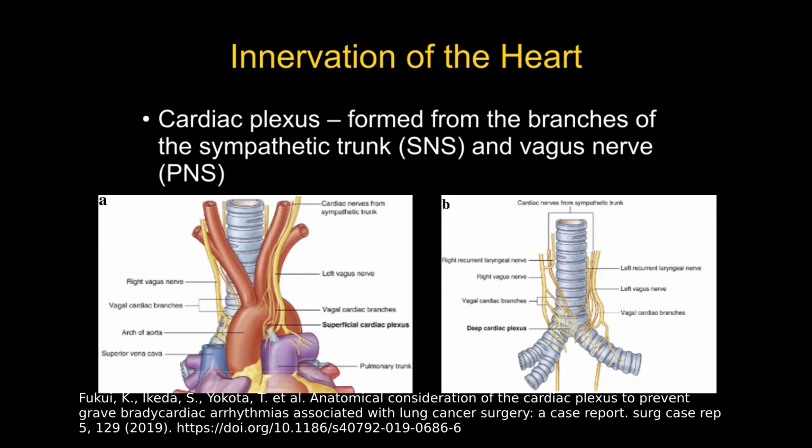For efficiency purposes, the sympathetic nervous system and the parasympathetic nervous system are bundled together in what we call the cardiac plexus.